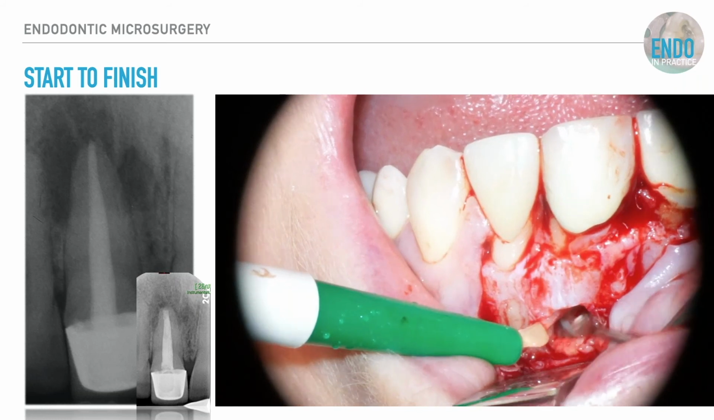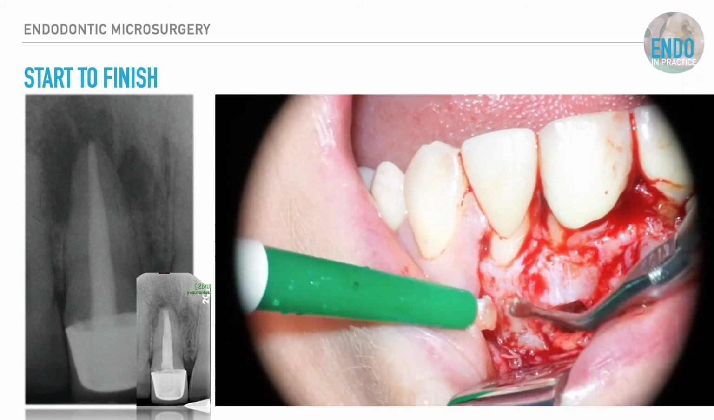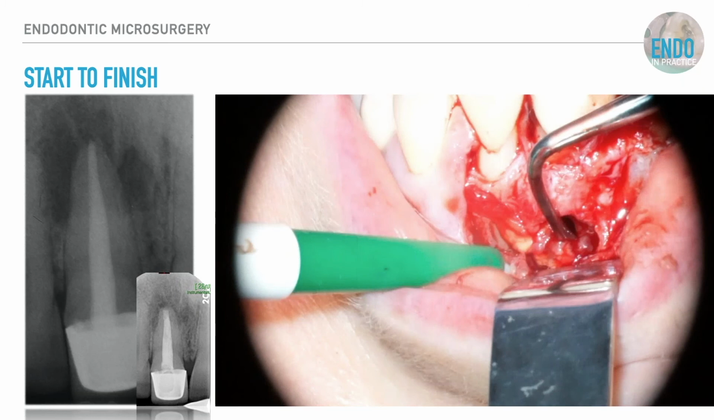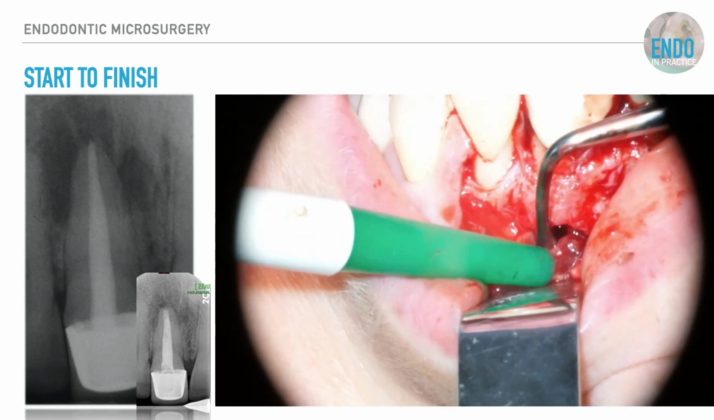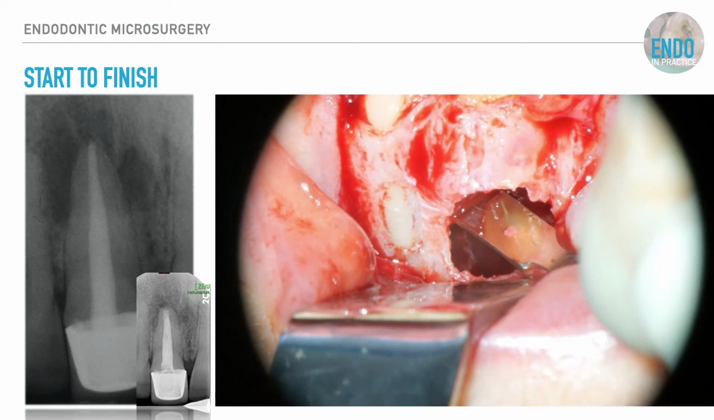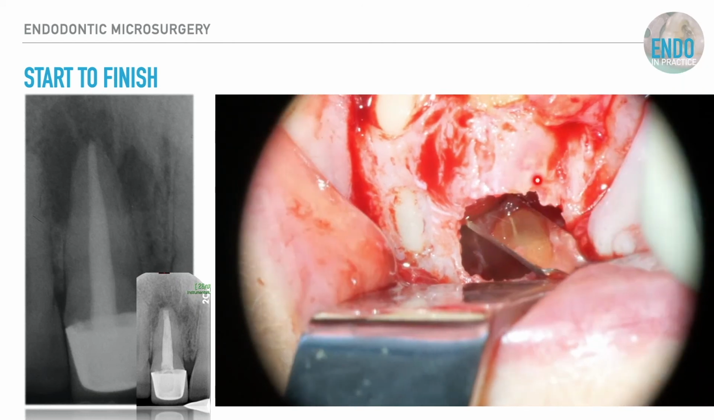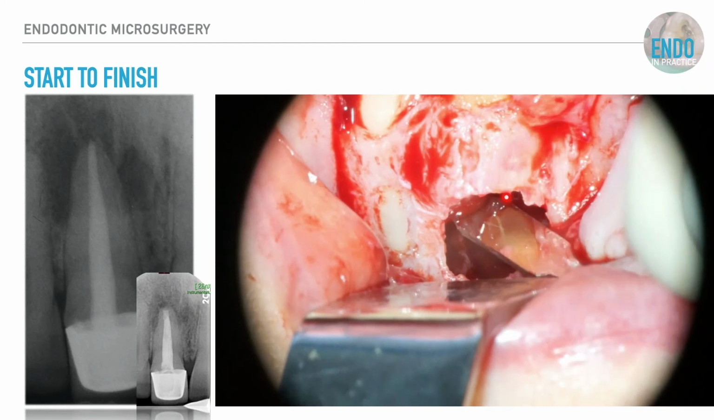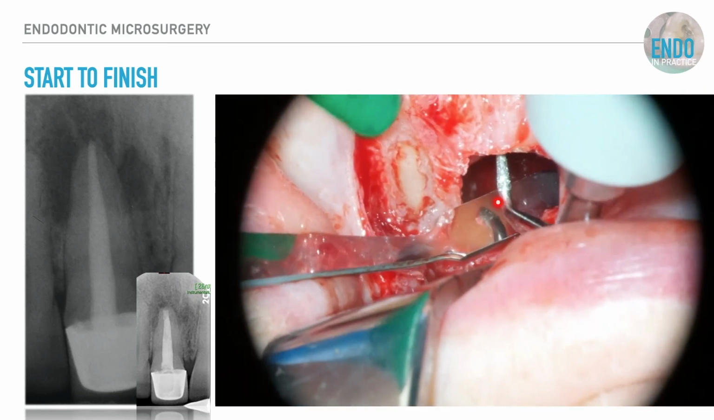So going and removing your apex initially before you remove the lesion can be very helpful. And then you can see how it just pops out in one kind of deflated sac. What you'll notice palatally, can you see that accessory canal? So that's why the lesion is tracked down the palatal aspect of it.